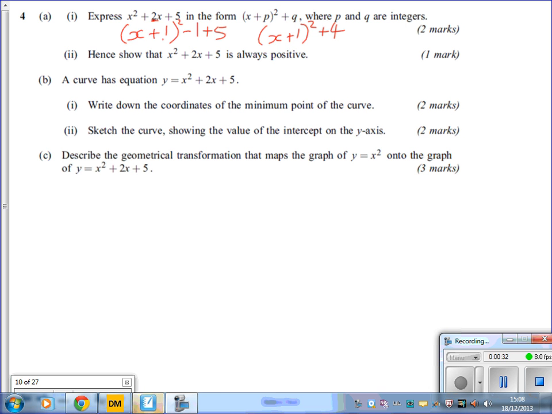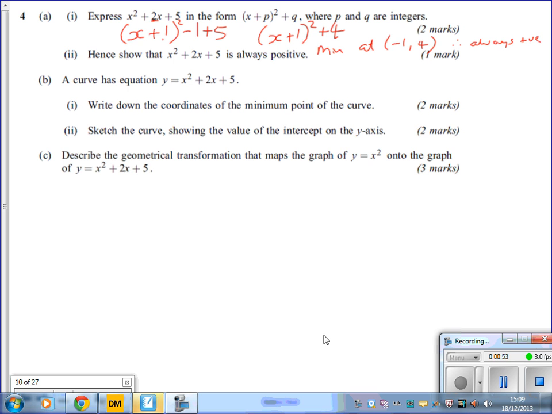Why is that always positive? Well, that's a silly question, isn't it? That's always positive because the minimum is at minus 1, 4, isn't it? The lowest that could ever be is at minus 1. The lowest this could ever be is at 4. So therefore, always positive. Always above the x-axis because the lowest it could ever be is 4.